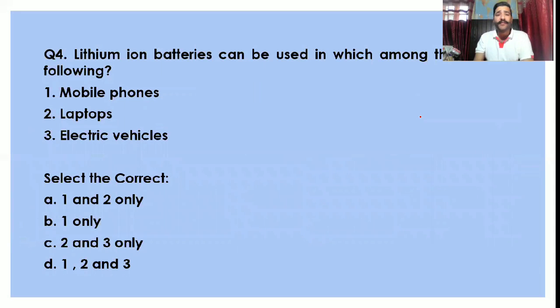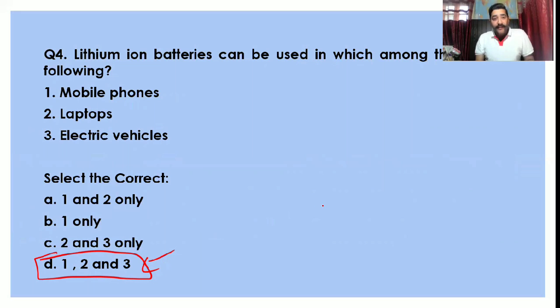So next question, pretty simple. Lithium ion batteries can be used in which among the following? Mobile phones, laptops, electric vehicles. This is all of the above is the answer. Very, very simple. Rechargeable batteries are majorly, primarily lithium ion batteries these days, right?